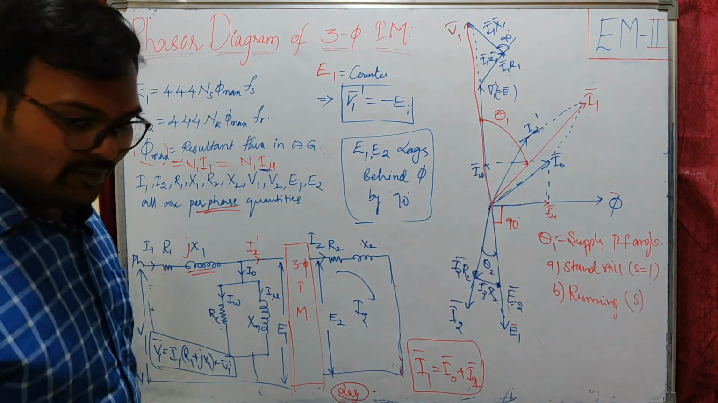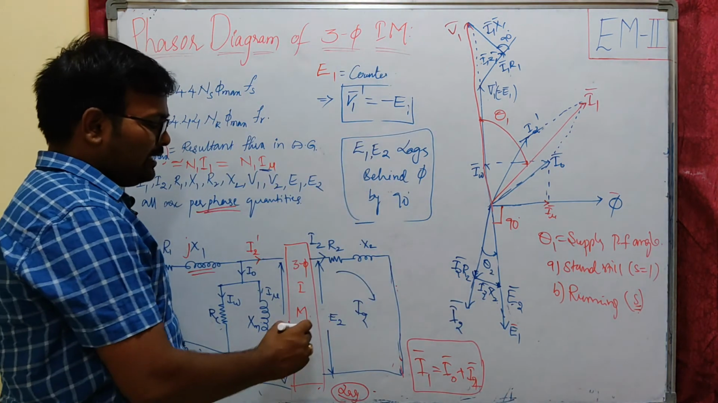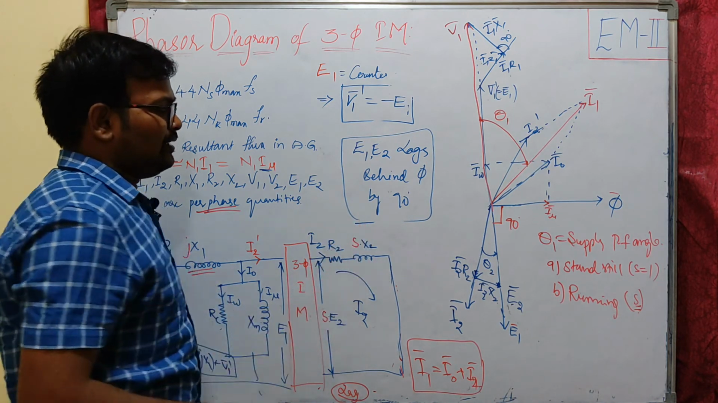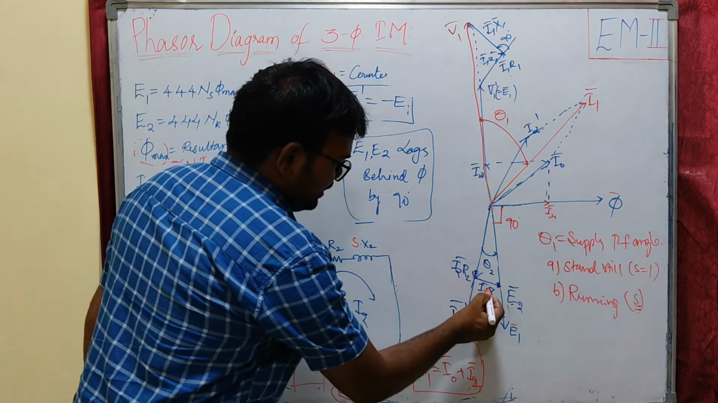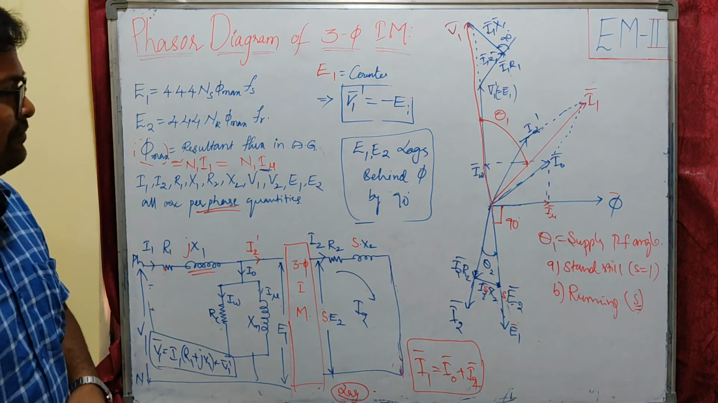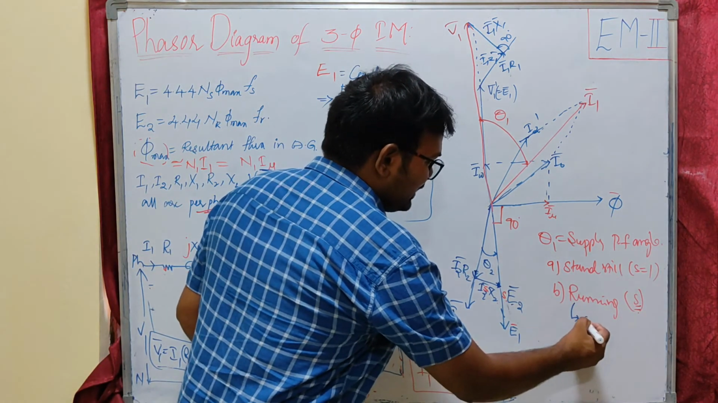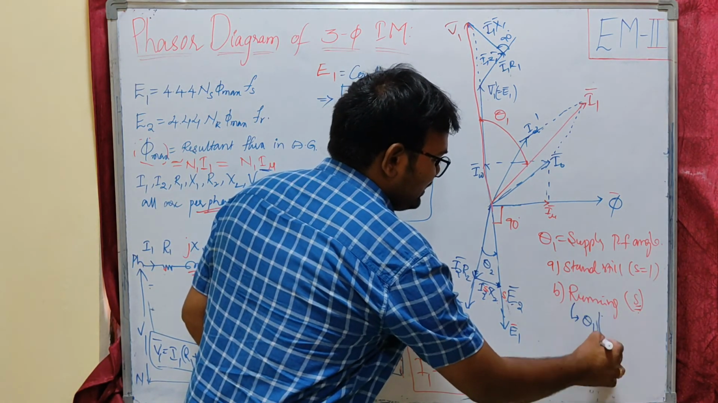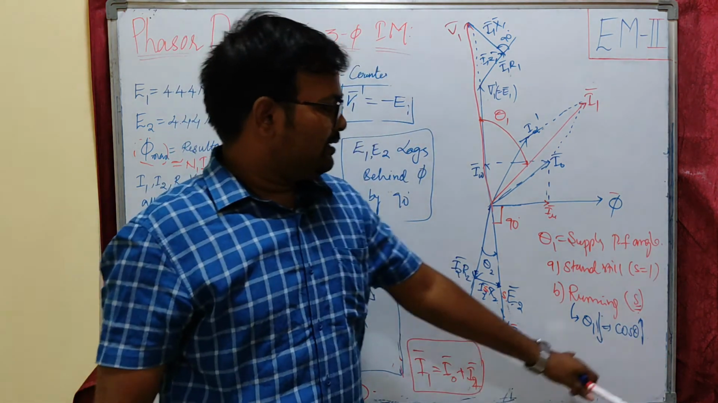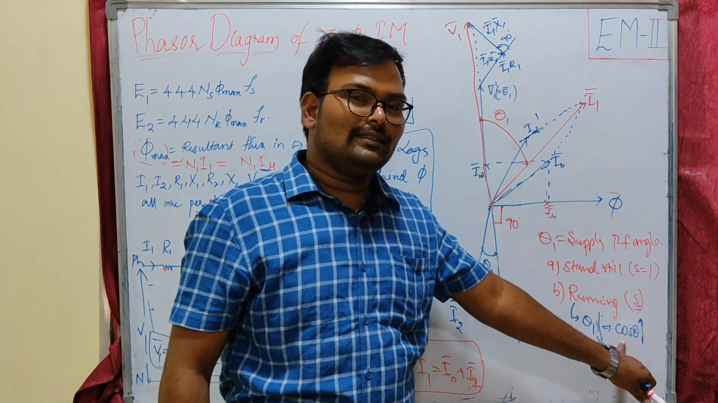Whenever we draw the phasor diagram for the running condition, you will have to mention slip. For the running condition, the equivalent circuit will have s times E2, and this is s times X2. So we have to multiply; this is s, this is s. So slip plays a major role here. And one more thing is, under running condition, our theta1 will be less. That means our cos theta1 will be high. Our supply power factor angle will be less, that means our supply power factor is high.